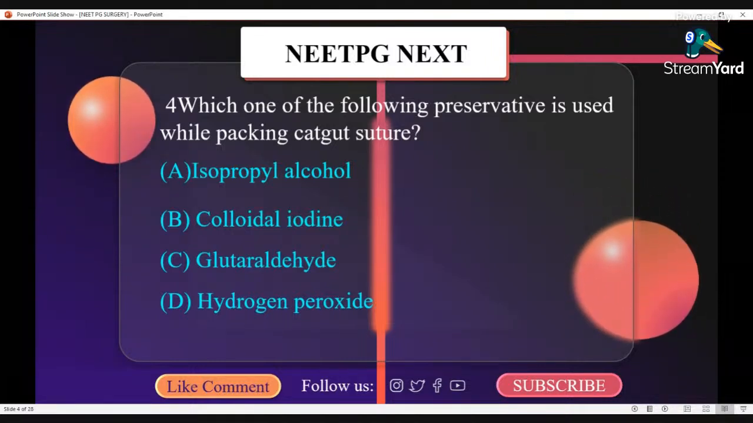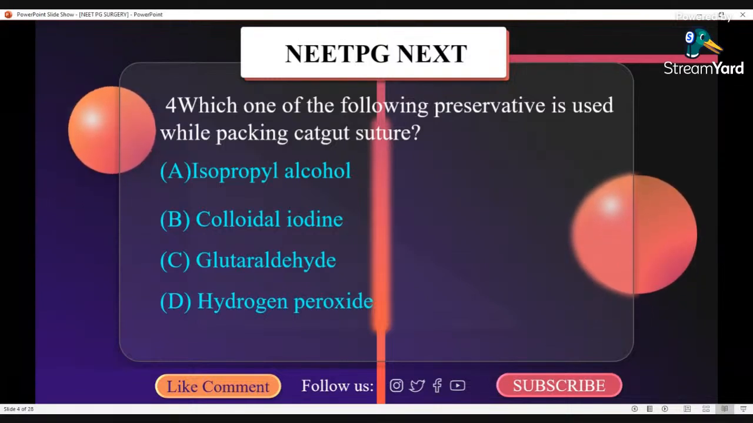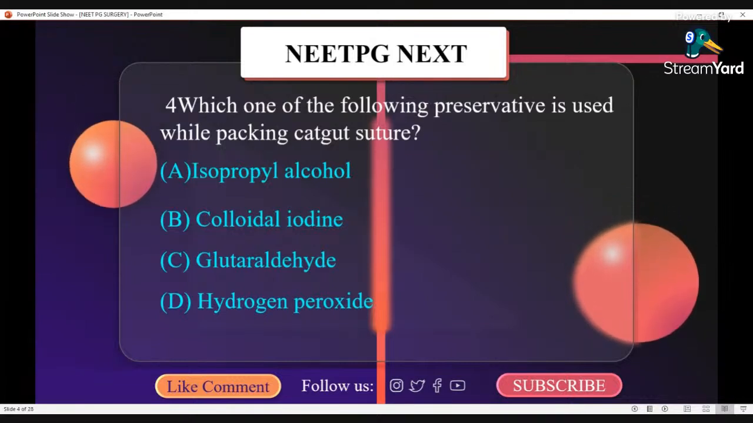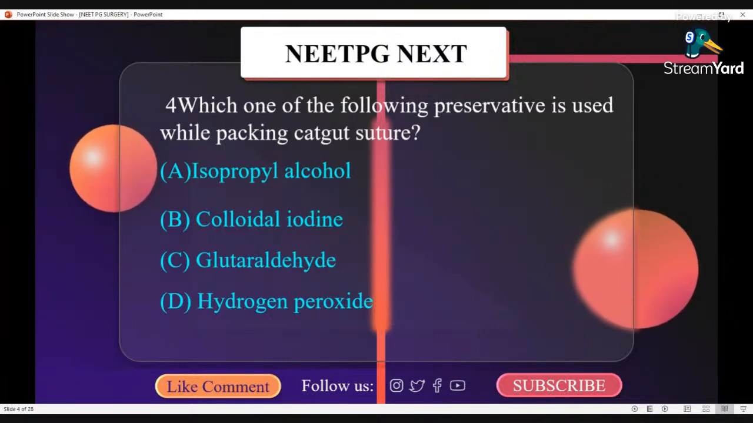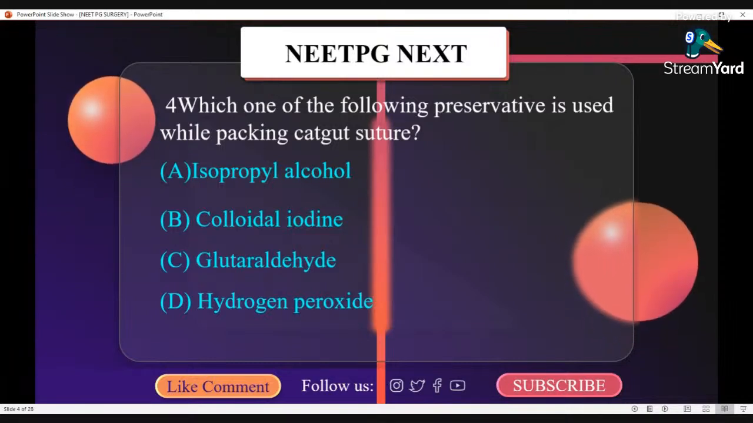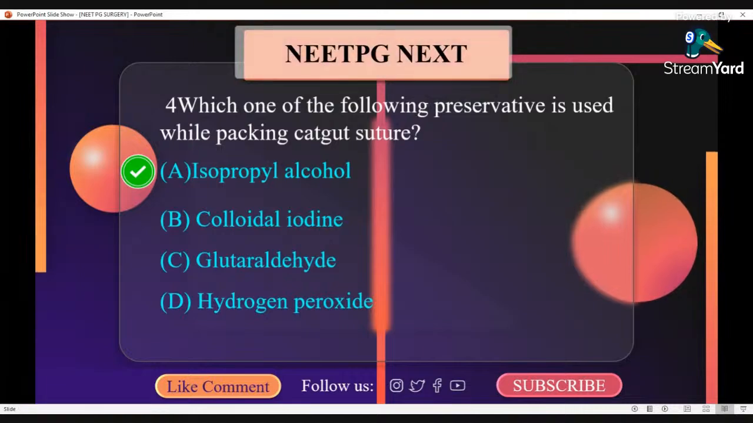10% isopropyl alcohol is used in a routine packing fluid used for packing catgut sutures. Catgut is available in glass tubes containing isopropyl alcohol and small quantity of water. Catgut is prepared from the intestine of sheep. So the correct answer here is A. Isopropyl alcohol.